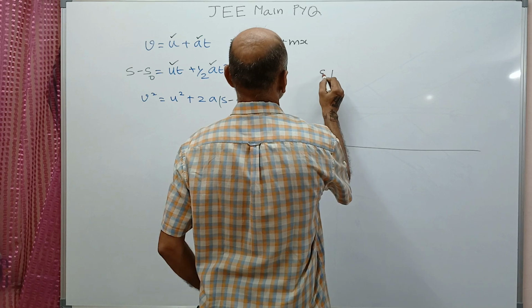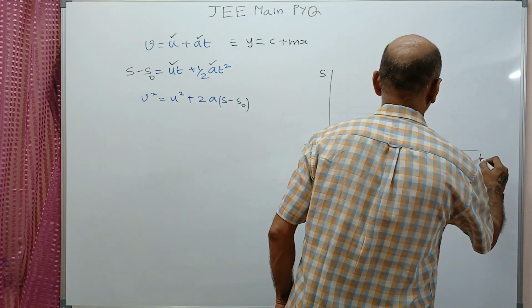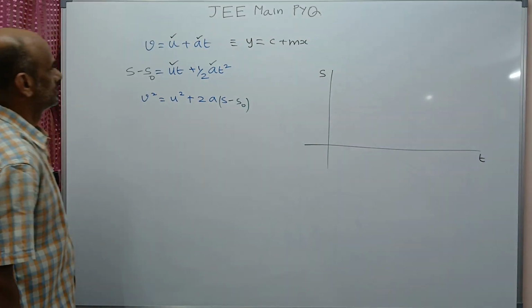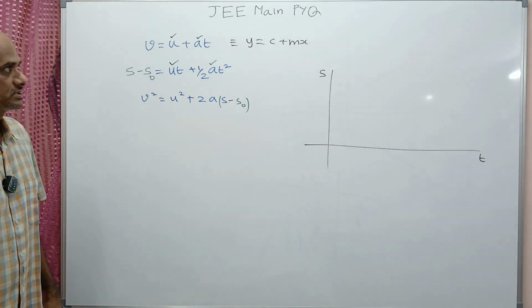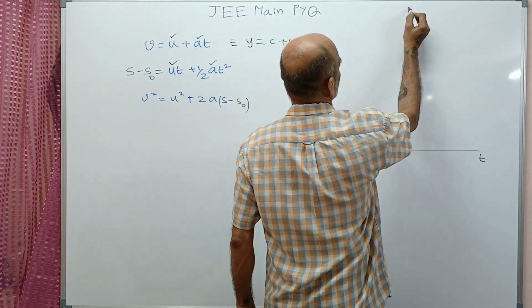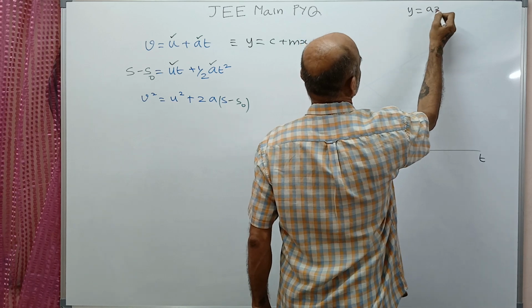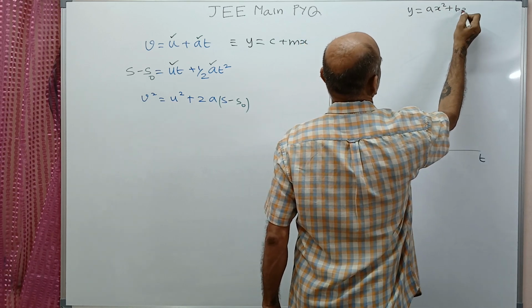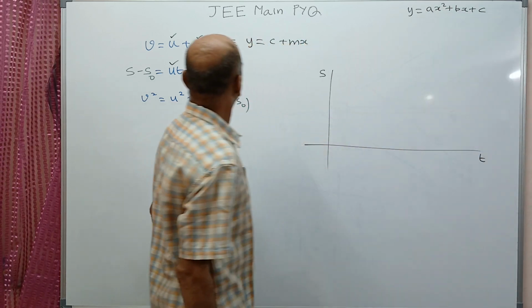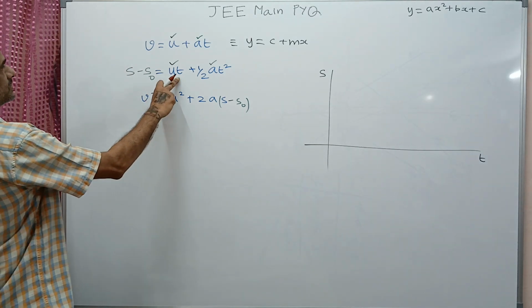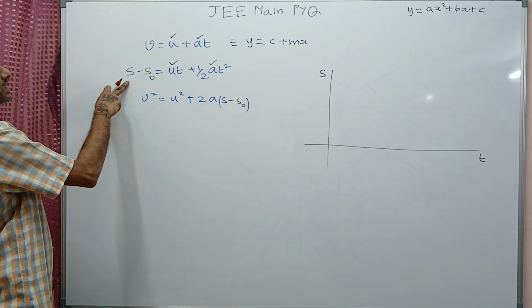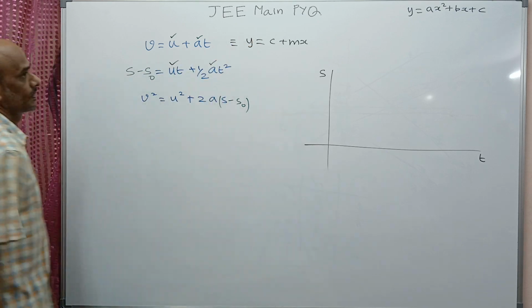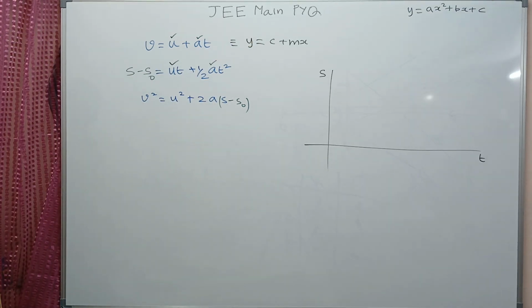So s is on the y-axis and t is the independent variable on the x-axis. This is a parabolic equation, because the equation of a parabola is y equal to ax squared plus bx plus c. The x variable is time, so x squared is there, x is there, and y is nothing but s. Actually, the constant term is s naught.